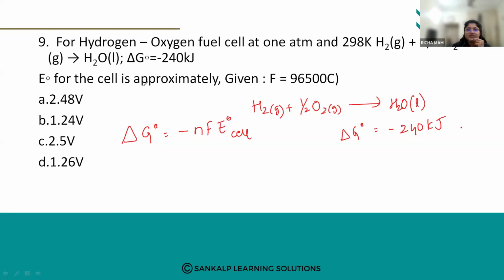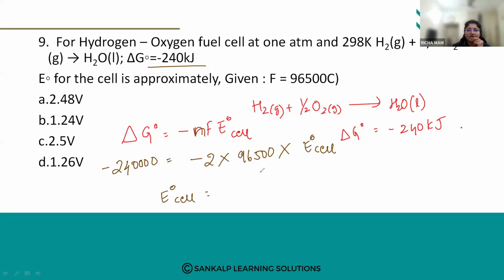Delta G naught is given as minus 240 kilojoules. If I remove kilojoules, it will be minus 240 into 10 raised to 3, so 240,000. n is the number of electrons involved, the number of moles, it is 2. So it is minus 2 into Faraday, 96,500, into E naught of cell. You have to calculate E naught of cell.